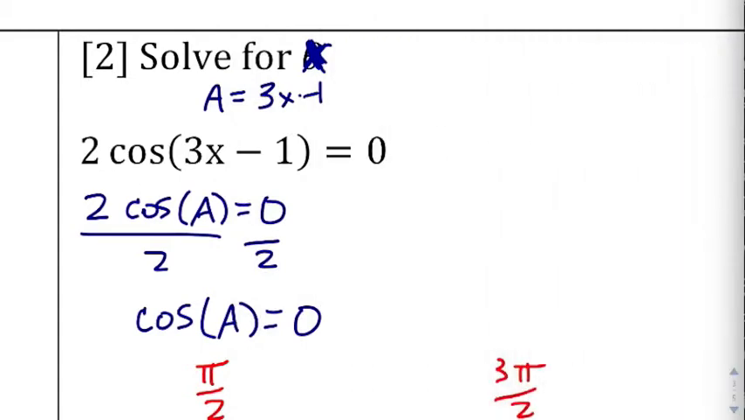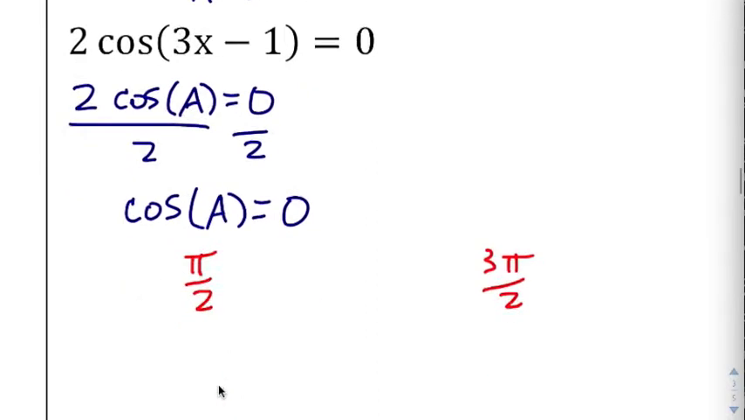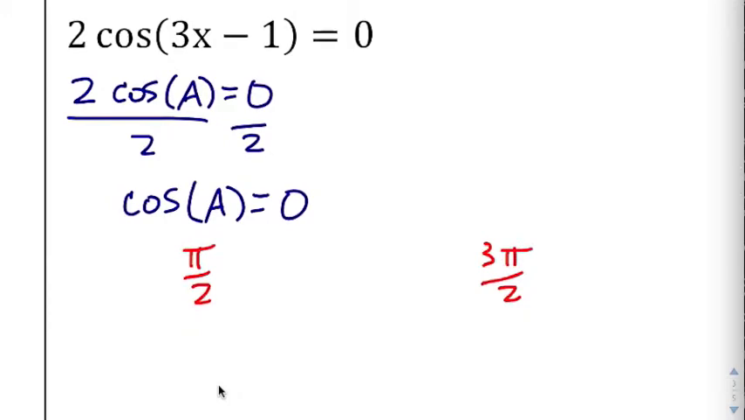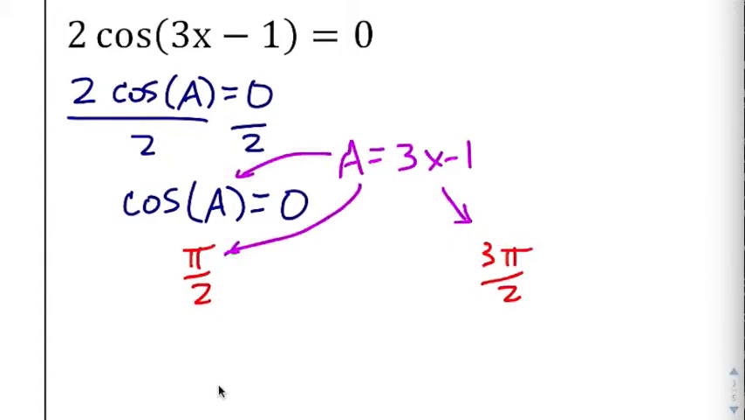Alright, so if we want to know the x value, we have to know when the cosine of this function, 3x minus 1, makes it 0. And it happens two different times, pi over 2 and 3 pi over 2. And so if we know that a is equal to 3x minus 1, and we also know that this value has to be either 3 pi over 2 or pi over 2, what we know is that we need to make a those values. A has to be either pi over 2 or a has to be 3 pi over 2.